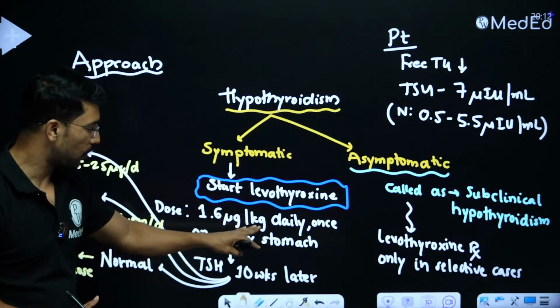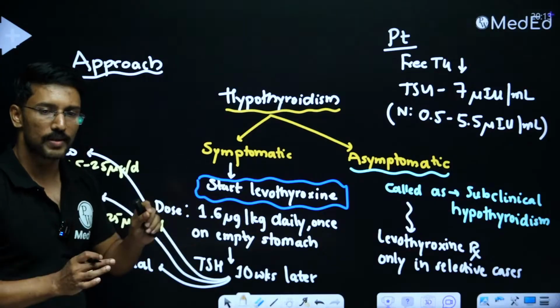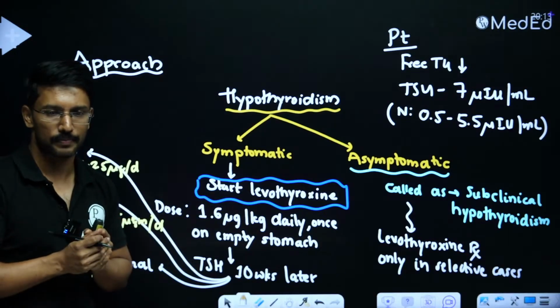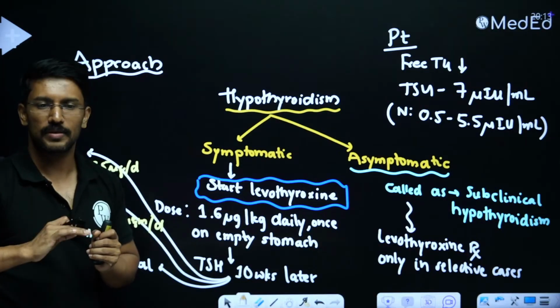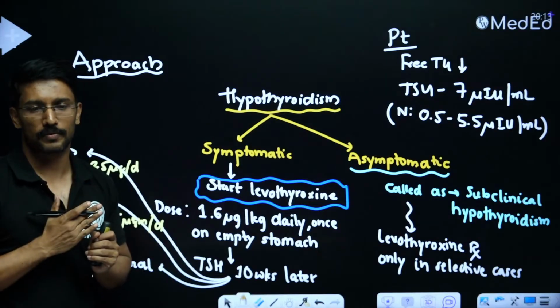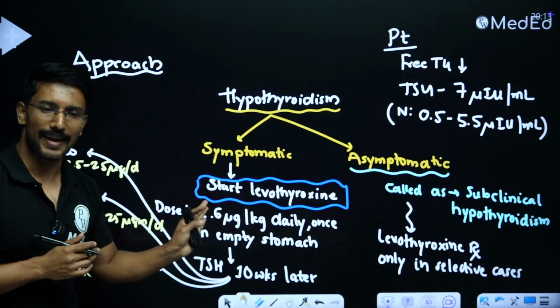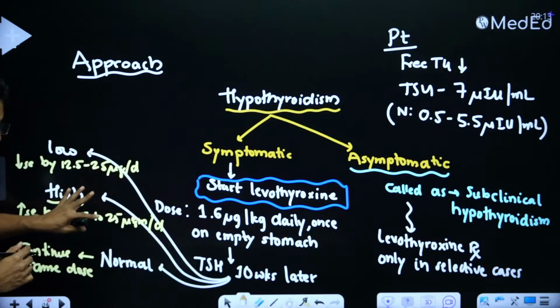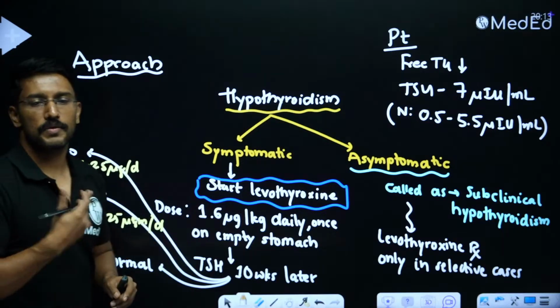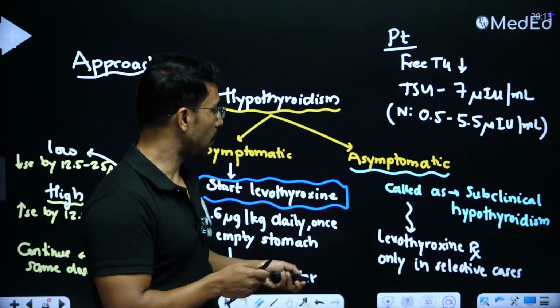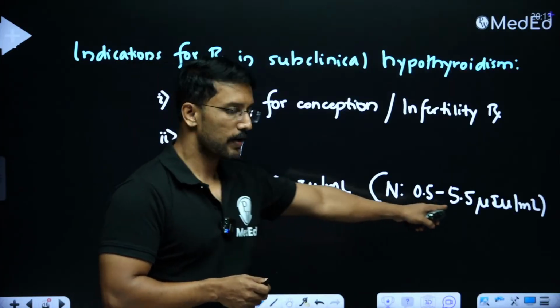The standard dose is 1.6 microgram per kg once daily on empty stomach. Various drugs and food items influence or reduce the absorption of thyroid hormone, and that's why we should give it on the empty stomach. And once we start the medications, 10 weeks later we check the TSH. मुझे TSH चाहिए normal range में, जो है 0.5 to 5.5.